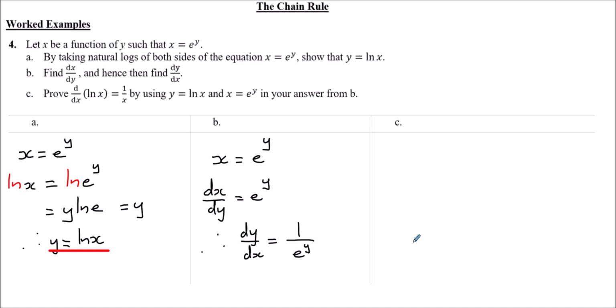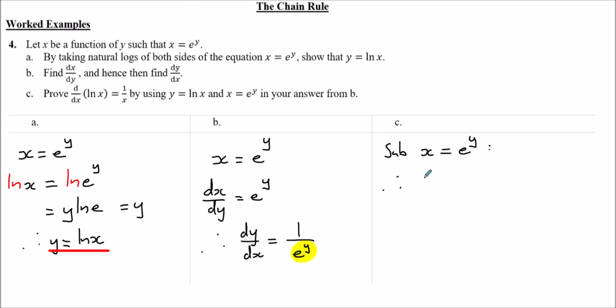Then for part C, it says prove therefore that if I differentiate the natural log of x, it's 1 over x, by using that y is ln of x and x equals e to the y. So from this result here, we can resubstitute that x equals e to the y. So if I sub in that x equals e to the y, then this here, dy by dx, which is 1 over e to the y, becomes 1 over x.